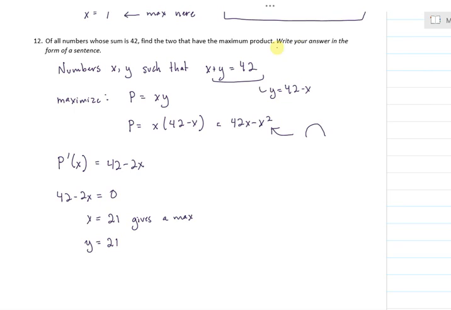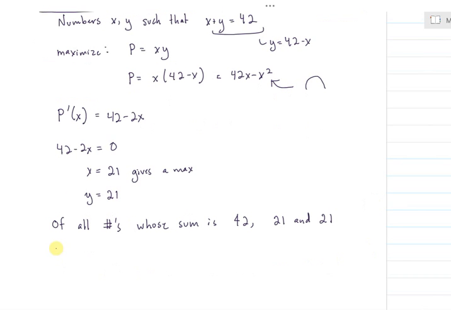And it wants my answer in the form of a sentence. So here goes. Of all numbers whose sum is 42, 21 and 21 have the highest product.